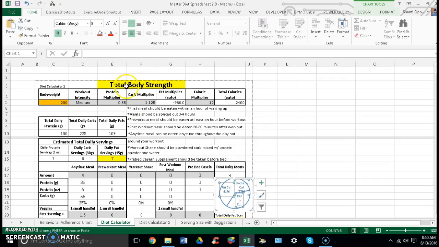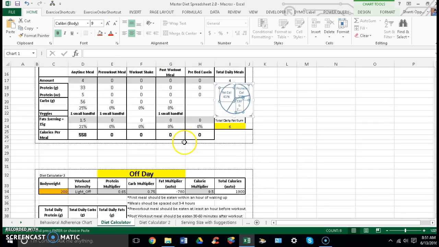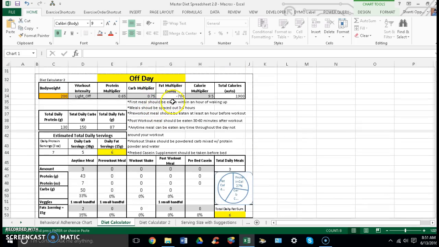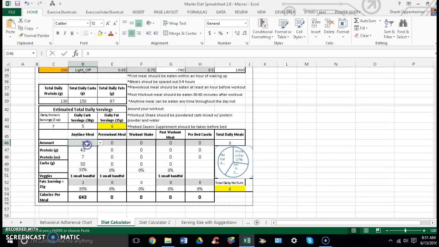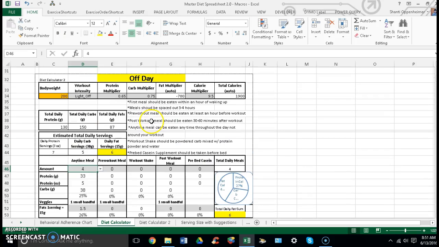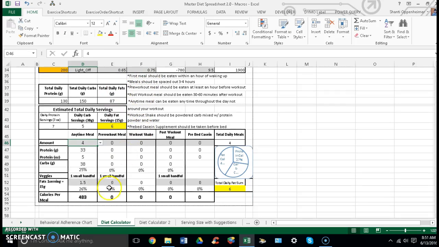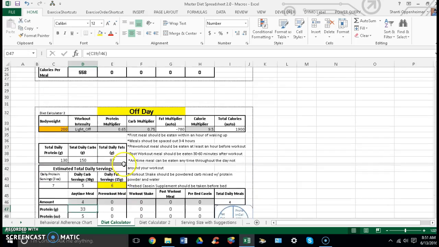Now we have total body strength. On each tab, we have 2 diet calculators. So we have total body strength, and then down here we have a sample off day recommendation. So let's just change this to 4 meals. And again, if you're just doing a very basic program, no advanced nutrient timing strategies, these anytime meals are where you're going to stick, right? And so then you look at this recommendation here, and as you can see, the protein pretty much stays the same, but the carbs per meal and the fats per meal may differ.